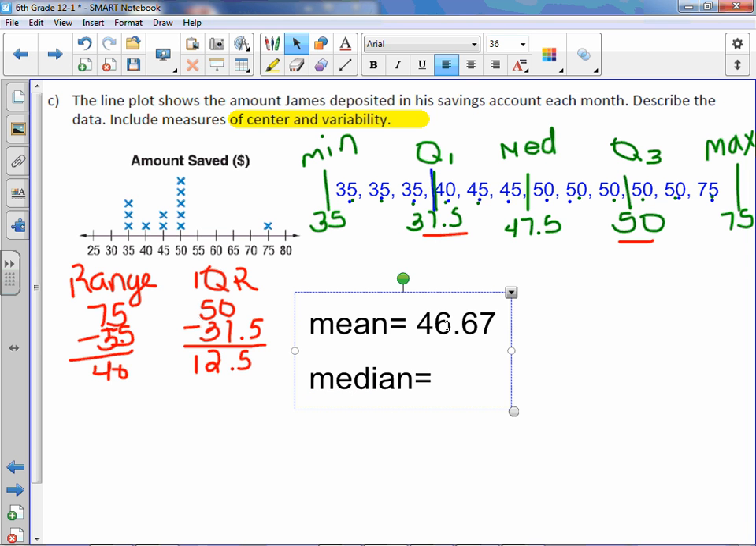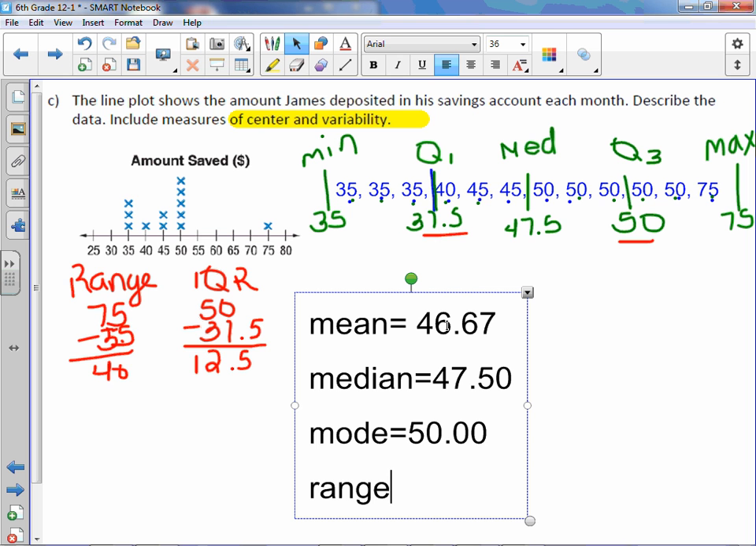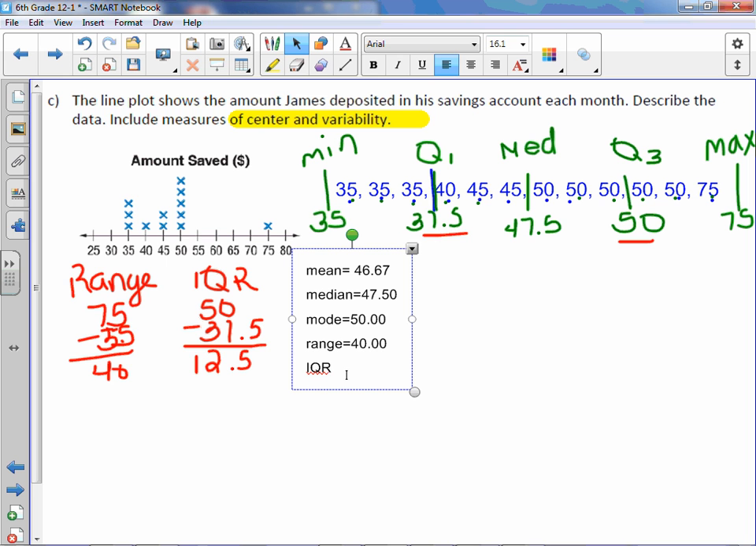The median, which is the middle number, is 47.5. Again, it's money, so I'm going to write 47.50. The mode is $50. The range we figured out is $40. The interquartile range is $12.50.